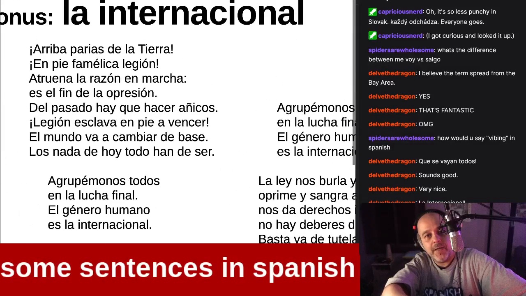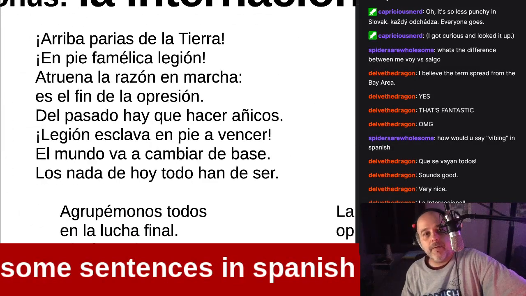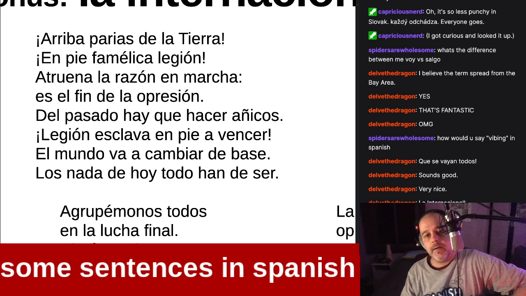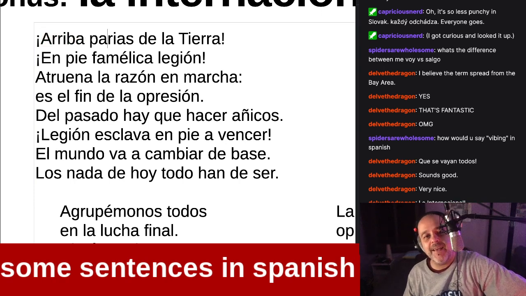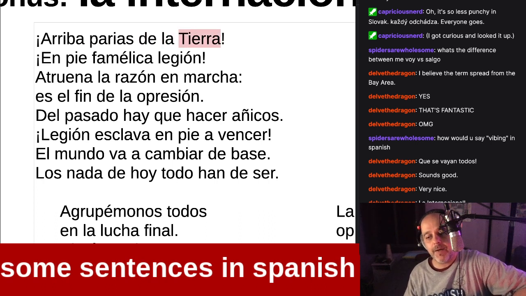I'm gonna zoom in a little bit. So, arriba, parias de la tierra, en pie, famélica legión. So, up, arriba, so onwards and upwards, parias, the pariah people, of the earth, de la tierra. So, arriba, parias de la tierra.